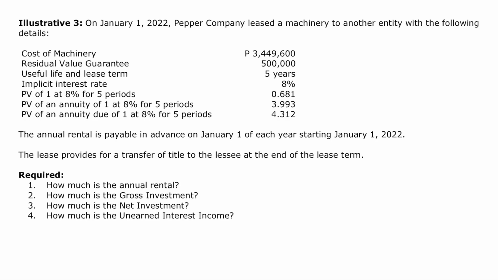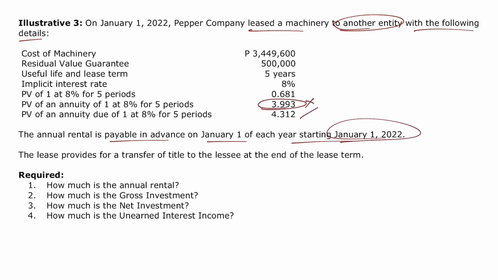Now, punta tayo dito sa illustrative problem number 3. Illustrative problem number 3. On January 2, 2022, Pepper Company leased the machinery to another entity with the following details, no? So, cost of the machinery is once again given. Residual value guarantee is given. Useful lease term, 5 years. Implicit rate, 8%, no? The annual rental is payable in advance on January 1 of each year, starting January 1, 2022. So, annuity due ulit ang gagamitin natin. Hindi natin gagamitin itong present value factor of ordinary annuity.